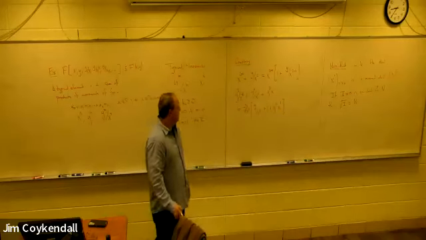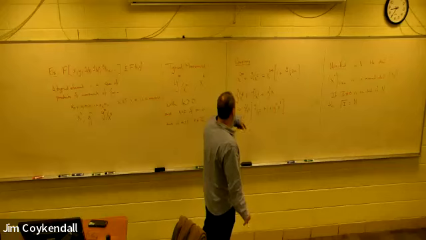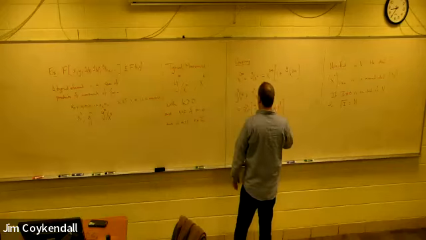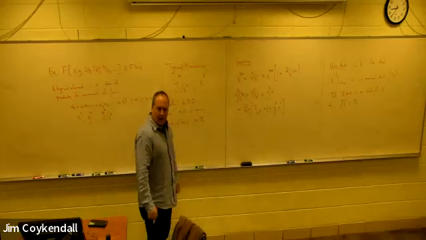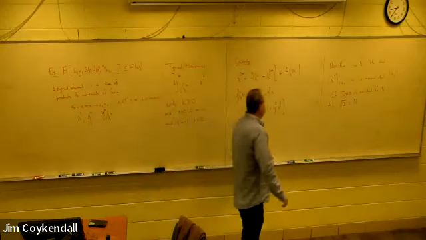Y cubed, x to the 4th, y squared, x squared, y. Yeah, I got the number wrong again. This is going to be 5. There we go. Right up here. So in general.